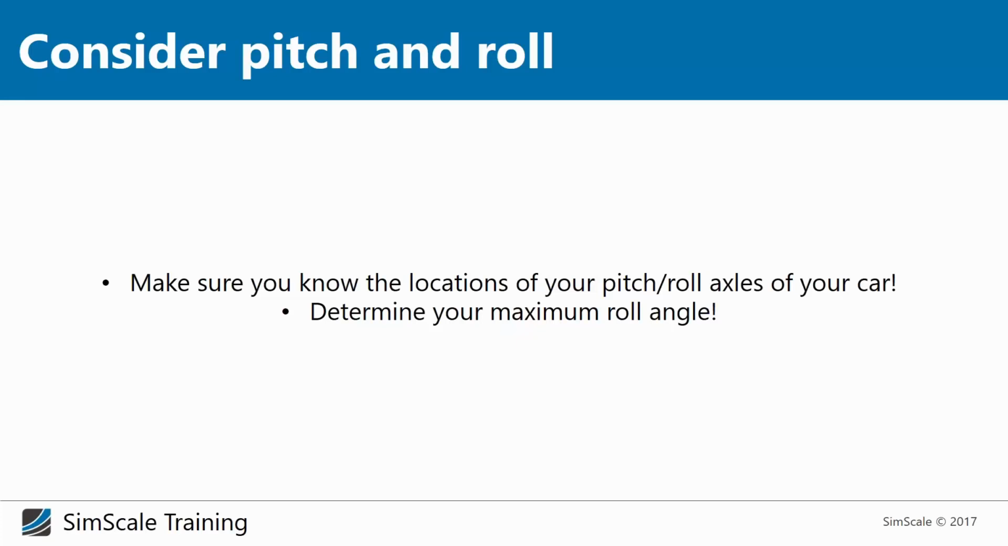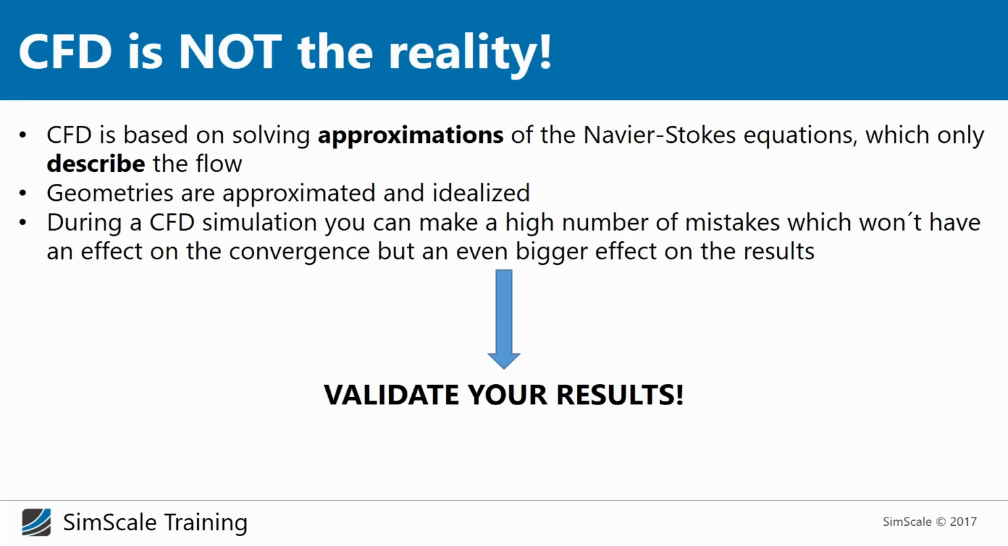Then the front wing will just hit the ground, and if it's stiff enough, then it will survive, but I don't think it will. So another big thing is that CFD is not the reality. CFD is based on approximations of the Navier-Stokes equations, which only describe the flow. They don't say what exactly is happening there. And it's a common thinking that what you see in CFD is exactly what happens, and that is wrong.